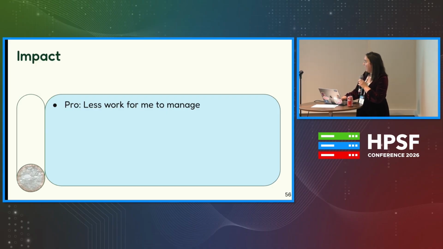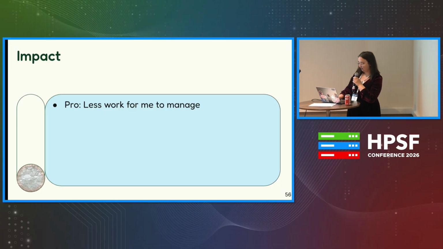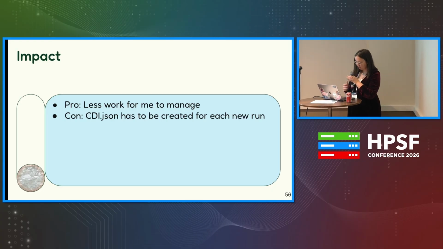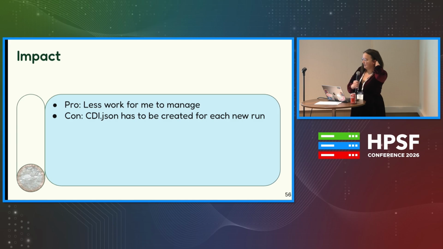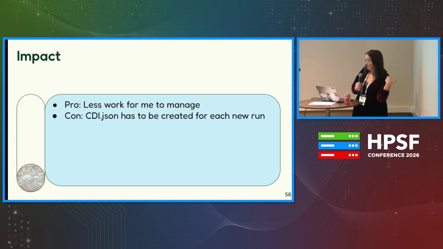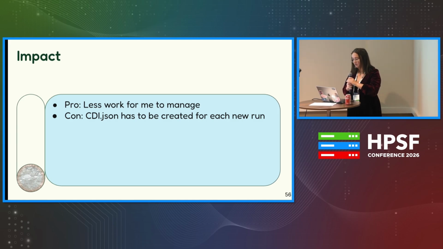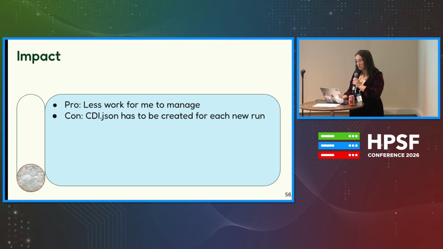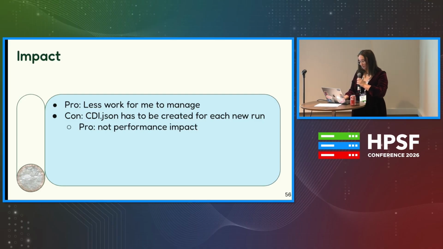Yeah, so it hasn't broke yet. Users haven't told me things are broken, so things are looking very good. The one con is that the CDI.json file does have to be created each time a user reloads the Charliecloud module, but there's not really a performance impact because it's pretty quick.